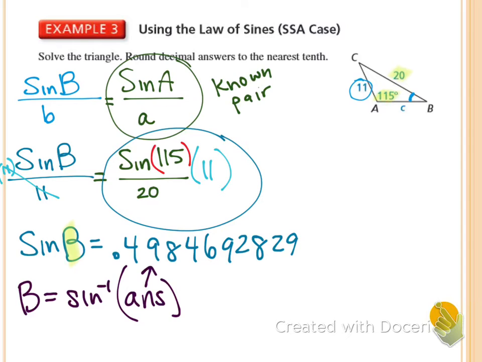Your previous answer was that long decimal. Answer is next to the equals button if you have a Casio. And then you hit enter. So shift sine of previous answer. I would not round the middle of the problem. I would not have typed in anything except for 0.4984692829. Do you want to be exact in the middle of a problem? But anyways, so you hit shift sine of previous answer. What do we get for angle B? 29.9. So the measure of angle B is 29.9 degrees.